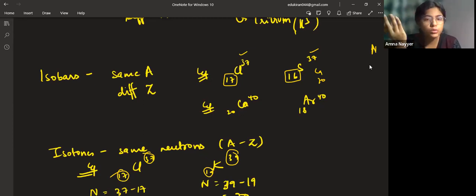Then we have isotones. Isotones means the number of neutrons remains the same. Now, how were we calculating the number of neutrons? For the number of neutrons, we had A minus Z. Whatever the mass number is, we subtract the atomic number. Suppose chlorine: 37 is its mass number, 17 is its atomic number. If you subtract 37 minus 17, you will get 20, right? Now let me show you this example of potassium.